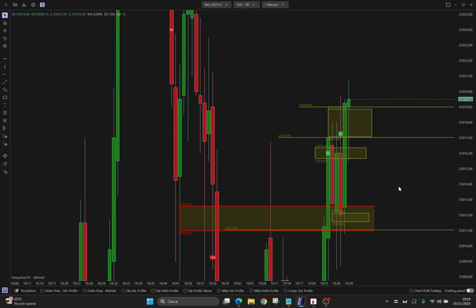Look how much they are trying. They are trying. They are auctioning higher. I want a big trade here, above the round number. Oh, look at this gap.